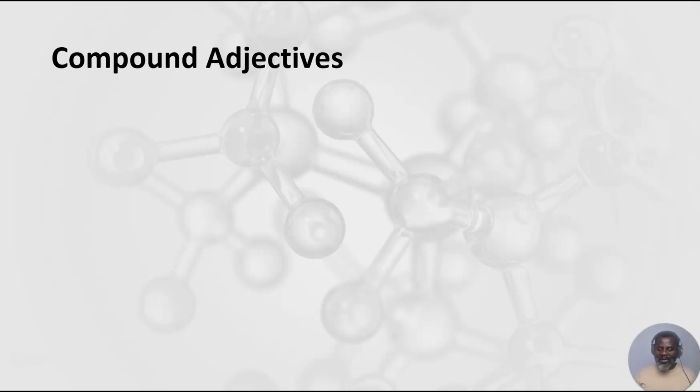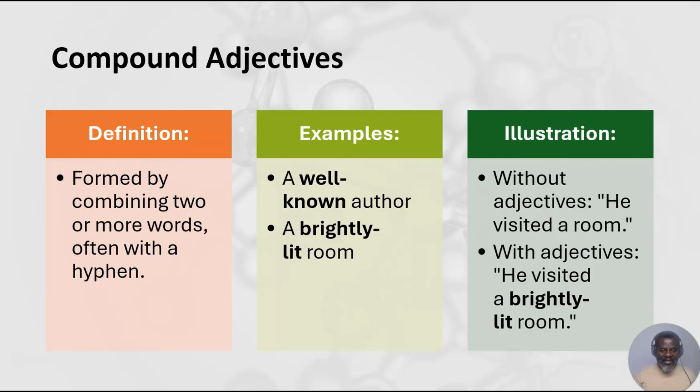Let's look at compound adjectives. Compound adjectives are formed by combining two or more words, often with a hyphen. For example, a well-known author. Well-known is a compound adjective. Let me give you an example. He visited a brightly lit room. He visited a well-known politician. He has become a well-known politician. So you can find all these examples.